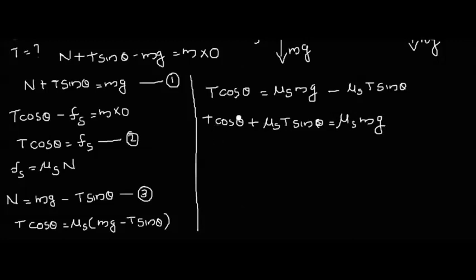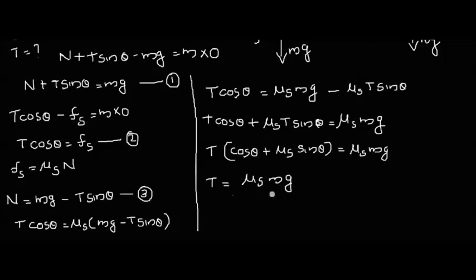And you can see T is common in both the terms, so I am taking that term outside. Inside the bracket I get cos theta plus mu s sin theta, which is equal to mu s into mg. And I need to calculate the value of tension. So tension T is equal to mu s into mg divided by cos theta plus mu s sin theta. And all these values are known.